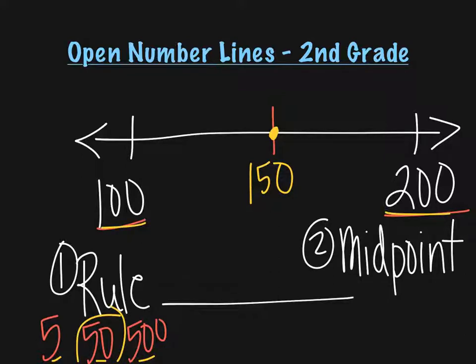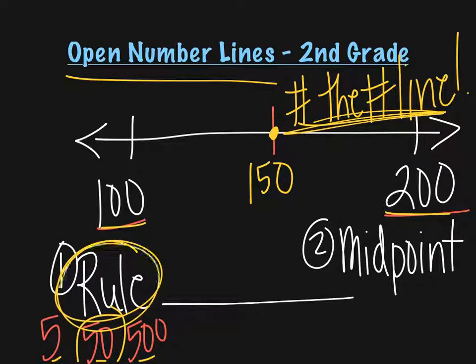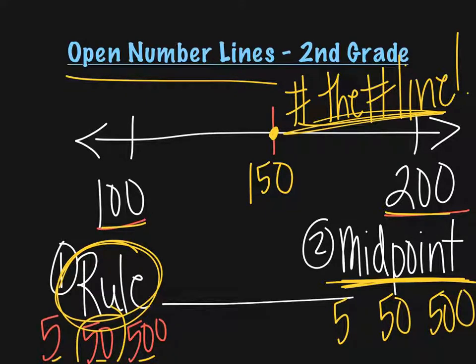Okay, so students, now it's your turn to practice with some open number lines. Remember, you're always going to want to number the number line. Say it with me. Number the number line. Good. And when you number the number line, you're always going to look for the rule, and you're going to try to find your midpoints. And your midpoints are 5s, 50s, or 500s. Okay, guys, now it's your turn. Go have some math fun.